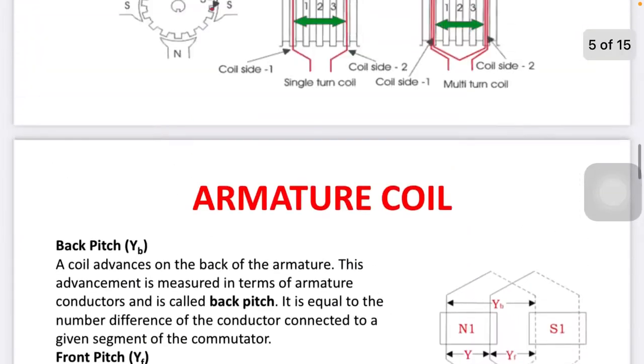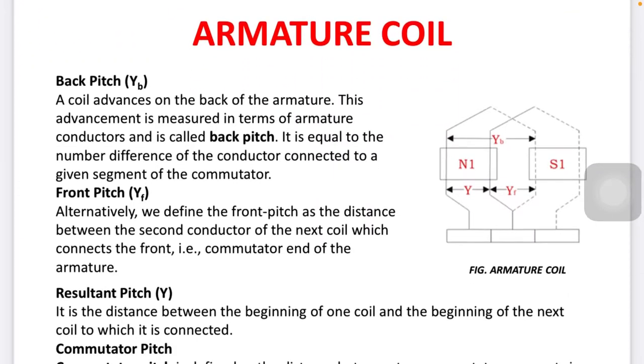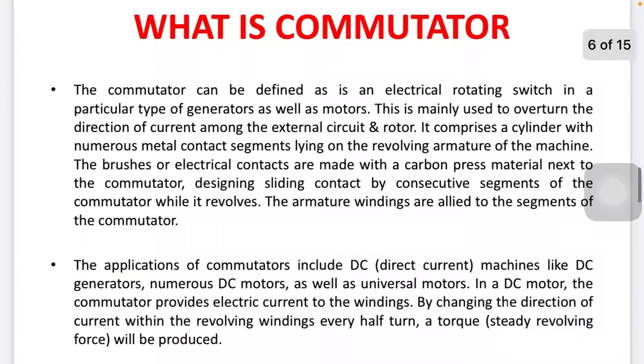or coil pitch. Back pitch is between the starting of the first and the ending of the first. Front pitch: at the commutator segment, where one coil is ending and another coil is starting, the distance between them is called the front pitch. Resultant pitch, Y pitch, is the starting of both parallel paths of the windings. That is called the resultant pitch, the commutator pitch, right.